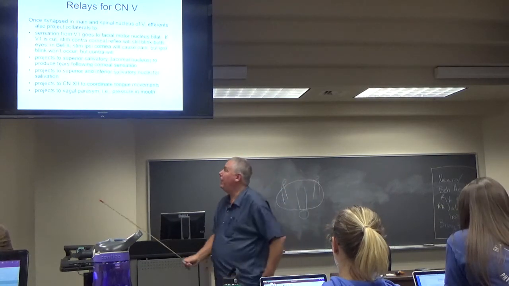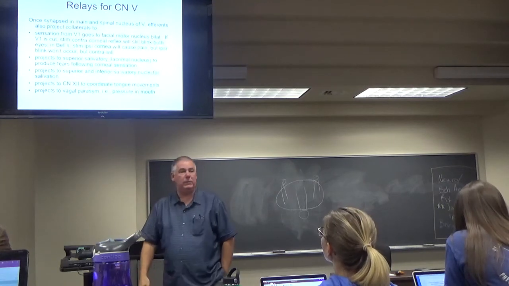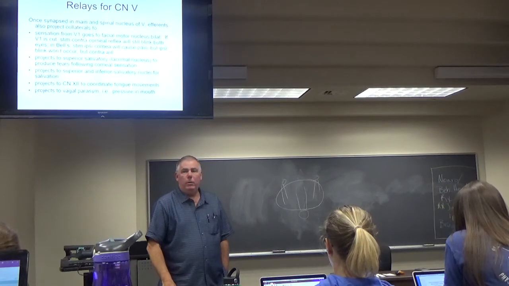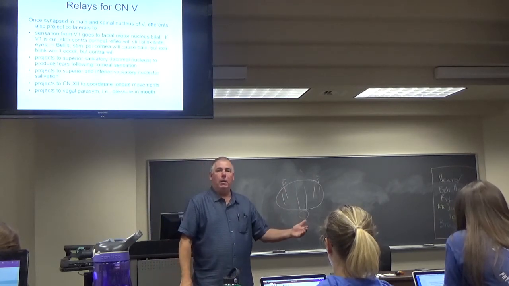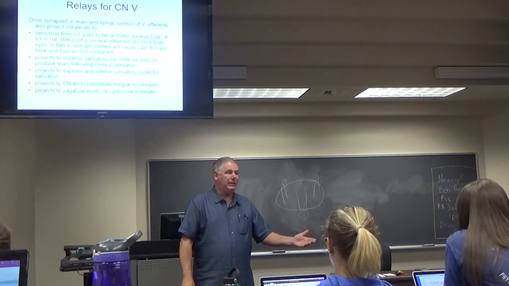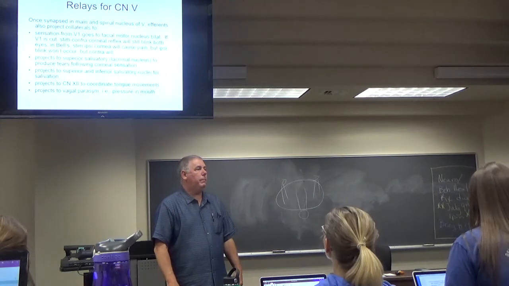Okay, the second bullet point here is that 5 also projects to the superior salivatory nucleus so that when you stimulate the cornea, it stimulates cranial nerve 7 to cause lacrimation.